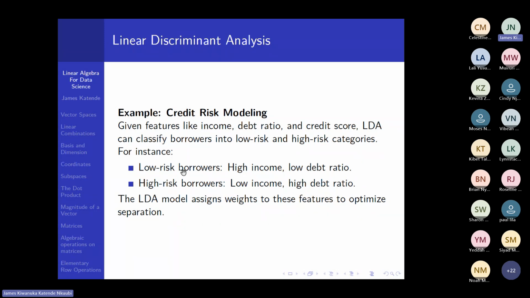For instance, you could consider low risk borrowers to be those with high income and low debt ratio, and the high risk borrowers, who are unlikely to pay back the loan, to have a low income and high debt ratio. So if you have all this data on the individuals, you'll be able to predict whether they are creditworthy.